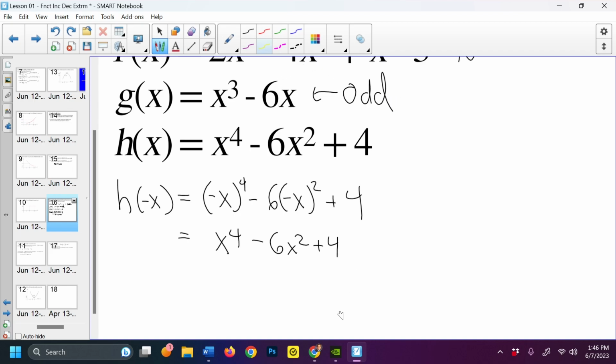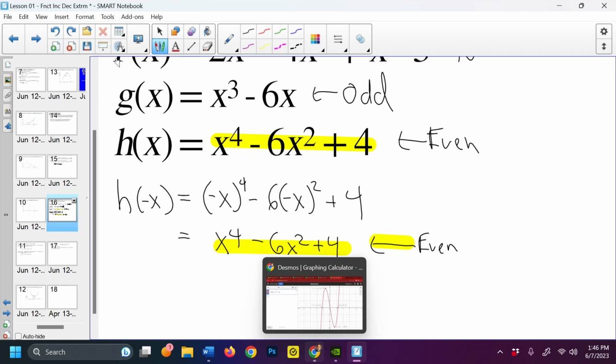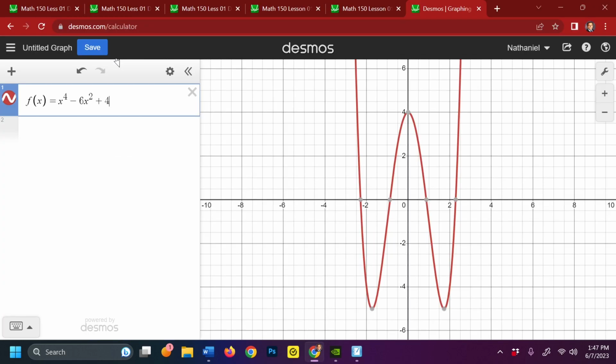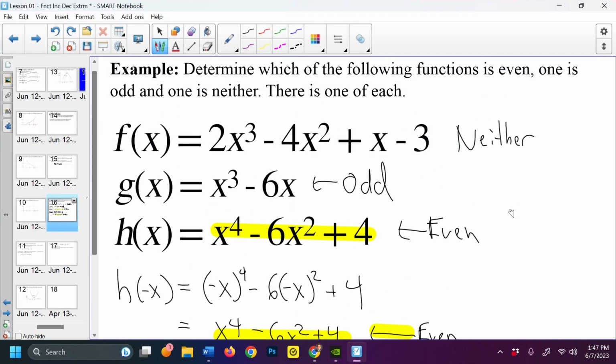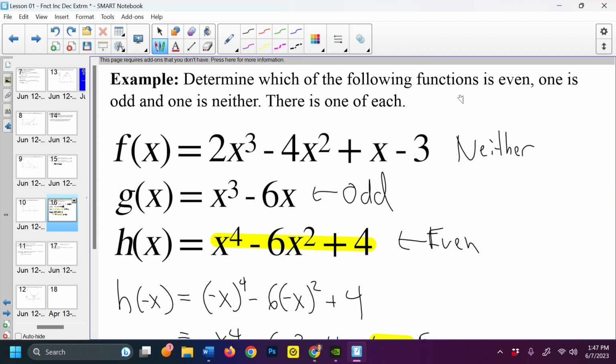So when I look at this particular function, after I plugged in negative x, it is the same as the original function. Therefore, this function is even. If I go back to Desmos, we can clearly see that this function is in fact symmetrical about the y-axis. If I could fold along the y-axis, this half would match up on that half. So, in order, the first one was neither, the second one was odd, and the third one was even.